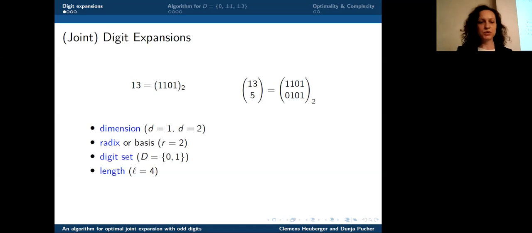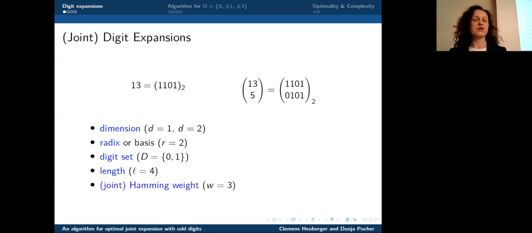And finally, what we have is the Hamming weight or joint Hamming weight. In the one-dimensional case, this is the number of non-zeros. So here we have 3. And in case of a matrix, this is not the number of non-zeros, but the number of non-zero columns. So in this case, we have again a joint Hamming weight of 3 because we have only one 0 column.